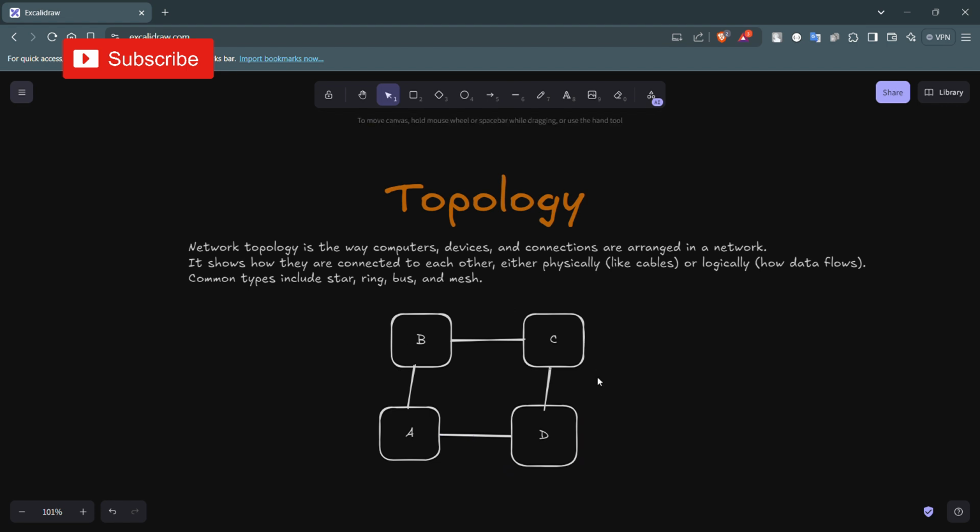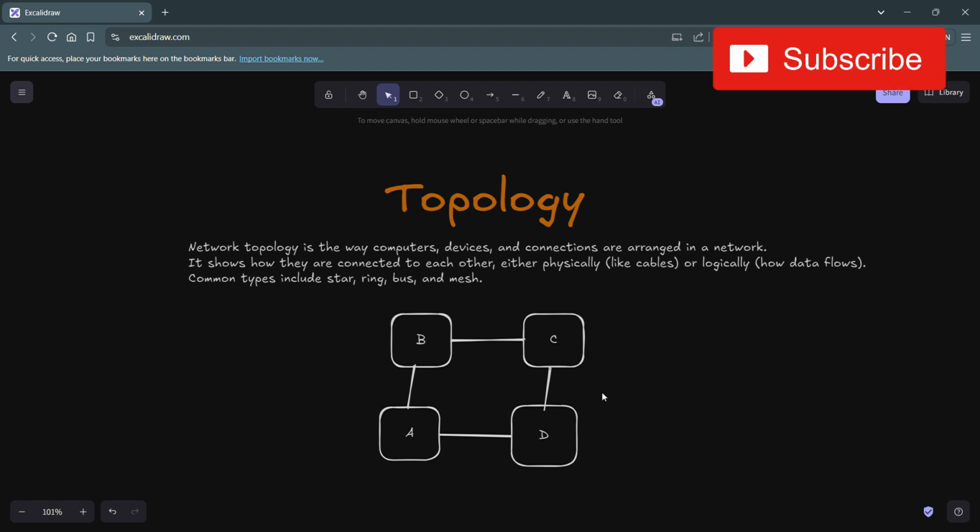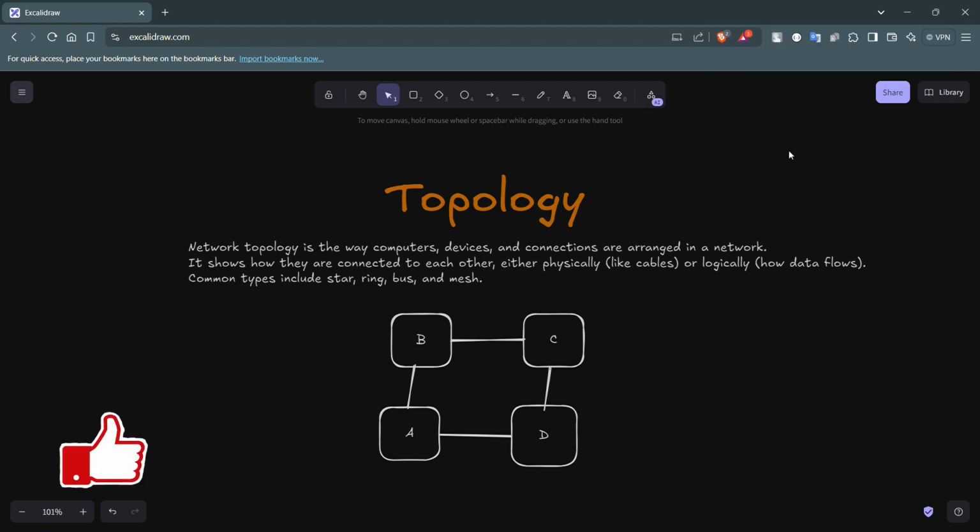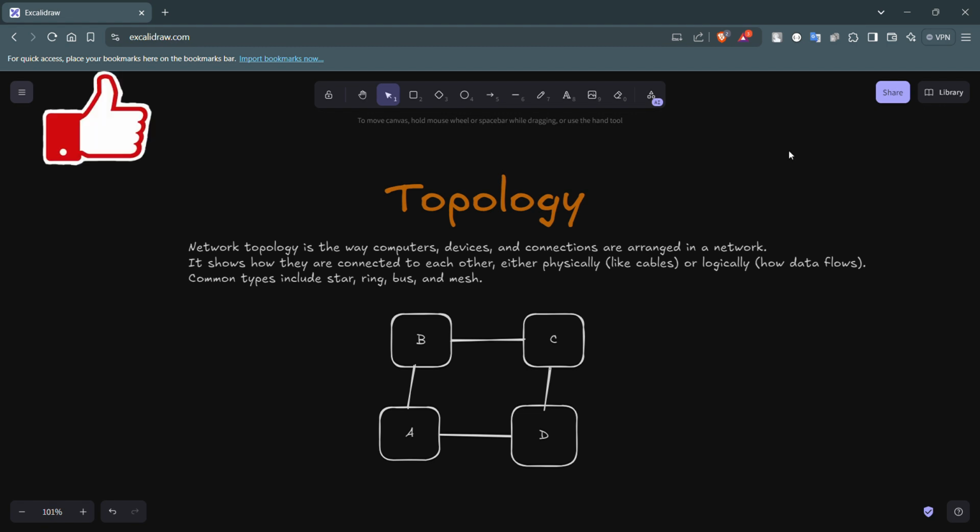So now I hope you can understand. It is nothing but just the arrangement of the devices in a particular network, so that we can communicate with them and we can transfer the data efficiently. So this is what topology is. And in upcoming videos, I am going to implement point to point topology, then star topology, ring and bus topology, and so on. Okay, so I hope you understand what topology is.